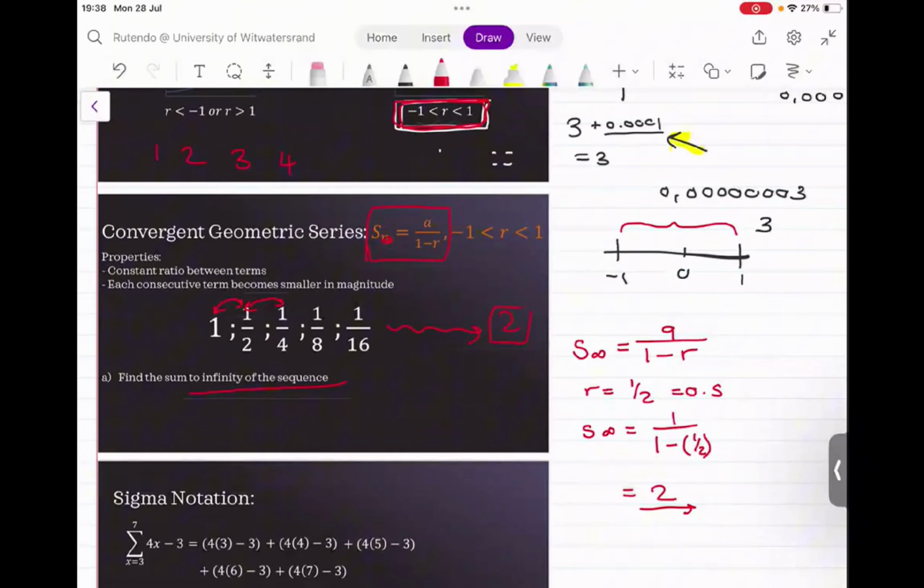Okay, so one of the questions that they like to ask is: is the series convergent? And so what you just need to do is find what your R is, and if your R is between -1 and 1, then you know that your series is convergent.